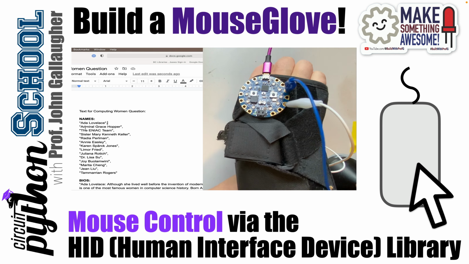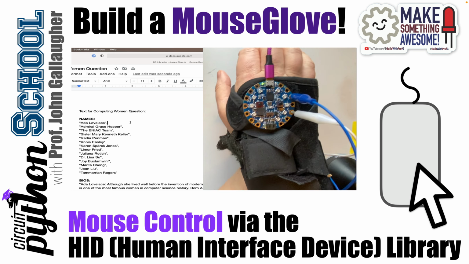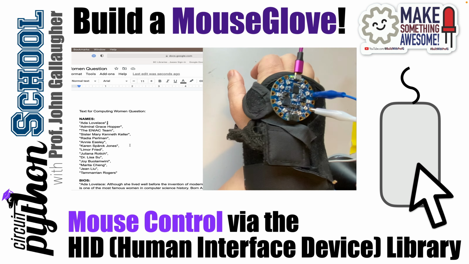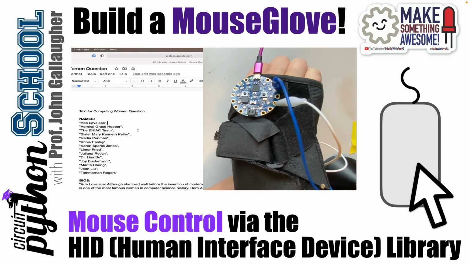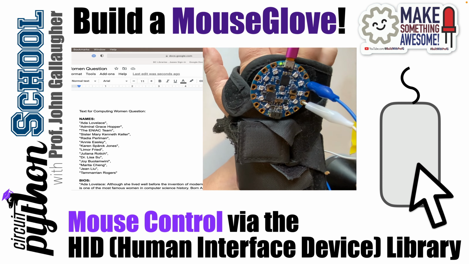In the prior lesson, we learned to use the HID library to send keyboard input via a microcontroller, but in this lesson, we'll learn how to mimic mouse movements, wheel scrolls, and mouse button presses using that same library. And when we're done, we will have written code that allows us to prototype a glove-based mouse alternative with finger taps mimicking mouse clicks.